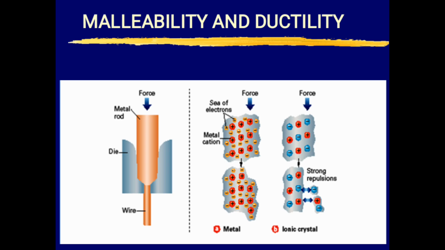Another property of metals in relation to this bonding we are talking about is malleability and ductility. You can observe a picture here. When you apply a force to a metal, you see the sea of electrons and the metal cations. At the end you will see how they align. See the alignment in ionic crystals. That's a salient difference.